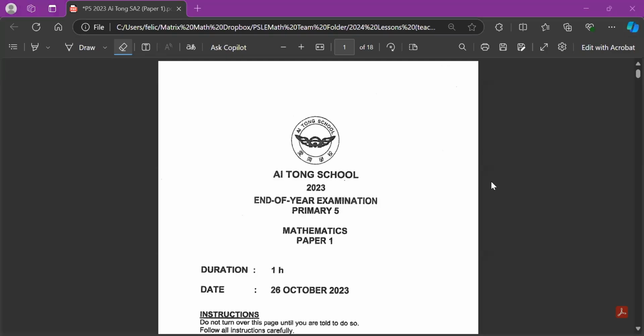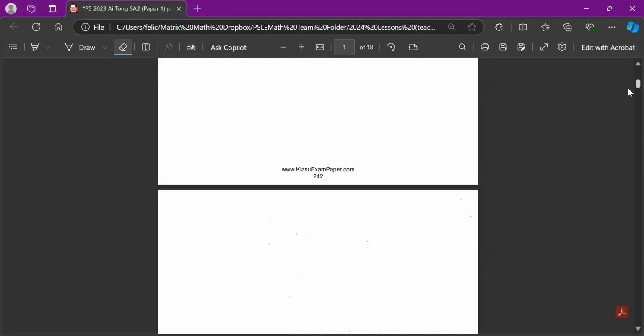Okay, today I'll be going through this Tong school paper 2023 end of year P5 paper. This will be paper 1, which means that you are not allowed to use the calculator. Alright, so let's begin.